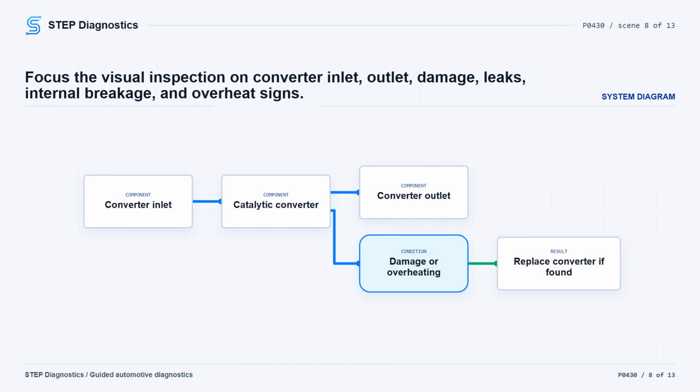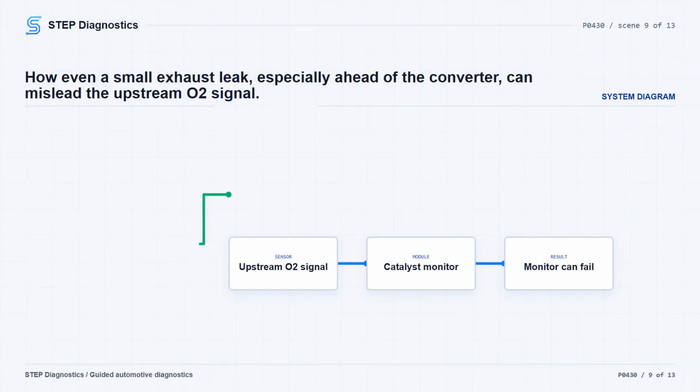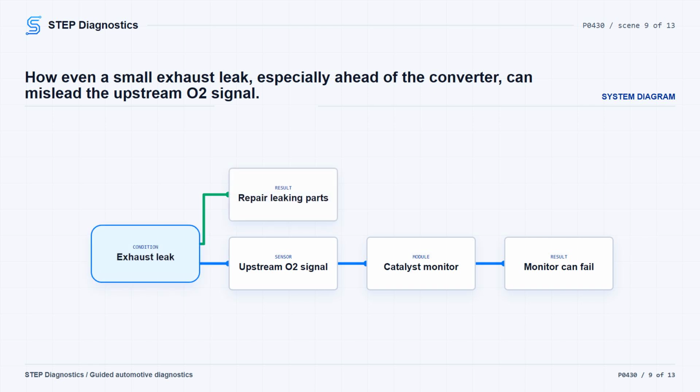If the converter inspection is clean, check the exhaust system for leaks. An exhaust leak, especially before the catalytic converter, can make the upstream O2 sensor drift out of range or stop switching properly, and even a very small leak can fail the catalyst monitor depending on where it is. If a leak is found, repair or replace the leaking exhaust parts as necessary, then verify the repair. If no leaks are found, continue.